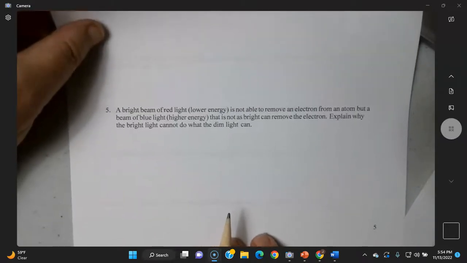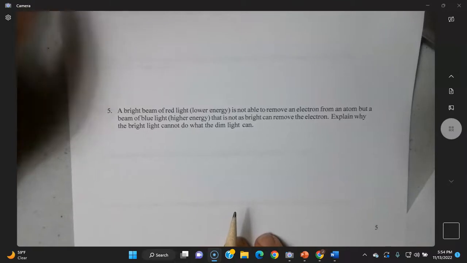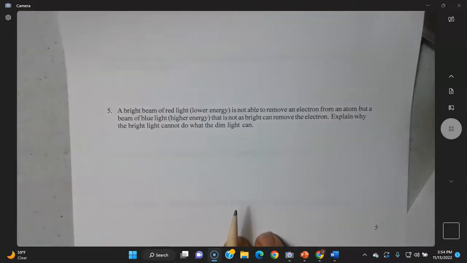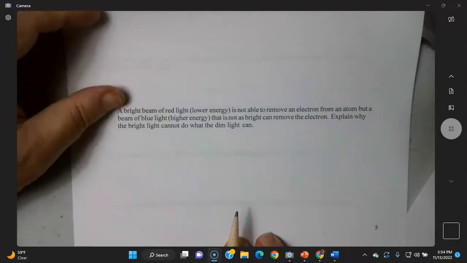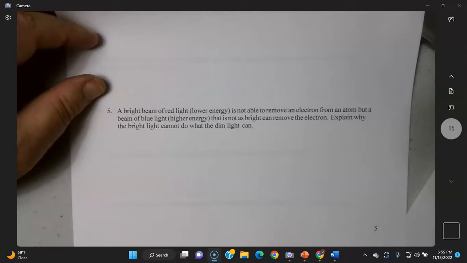5. A bright beam of red light, lower energy, is not able to remove an electron from an atom, but a beam of blue light, higher energy, that is not as bright can remove the electron. Explain why the bright light cannot do what the dim light can do. Okay. This actually wasn't in the video, so this is going to be a little bit of a teaching moment. Actually, I'm going to do this separately, so I won't do it here, because not everybody's going to watch this video. So let's skip that one.